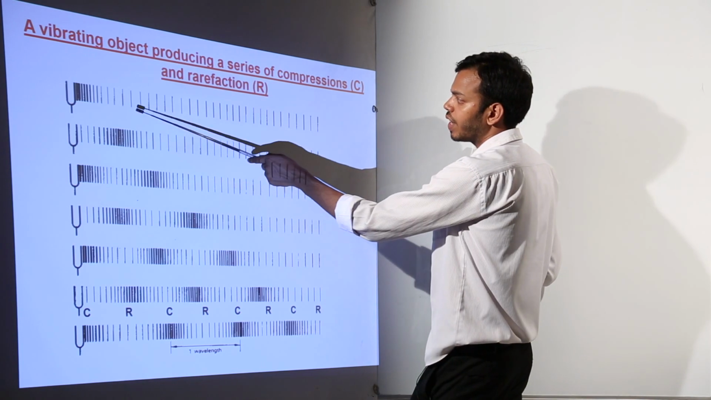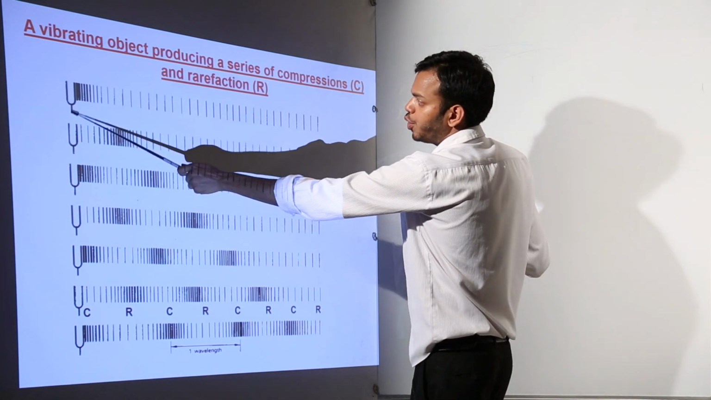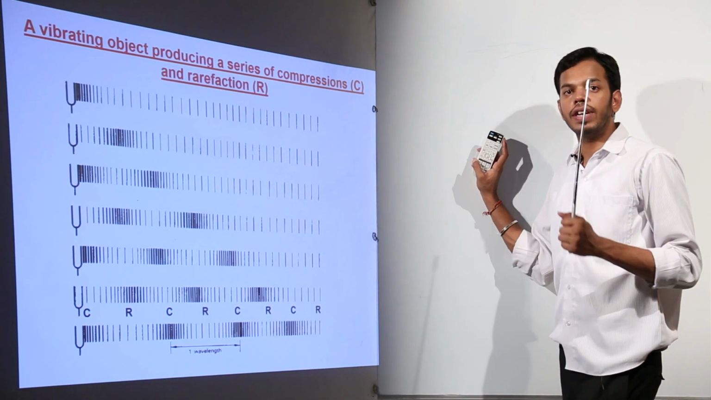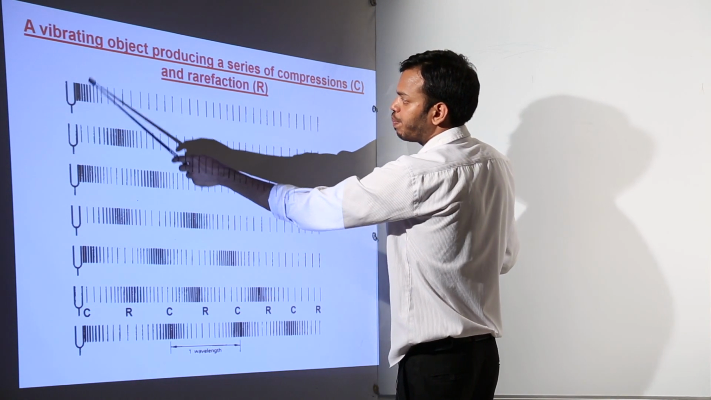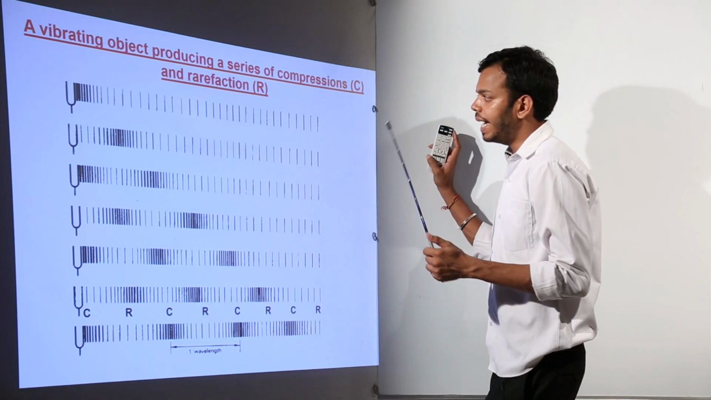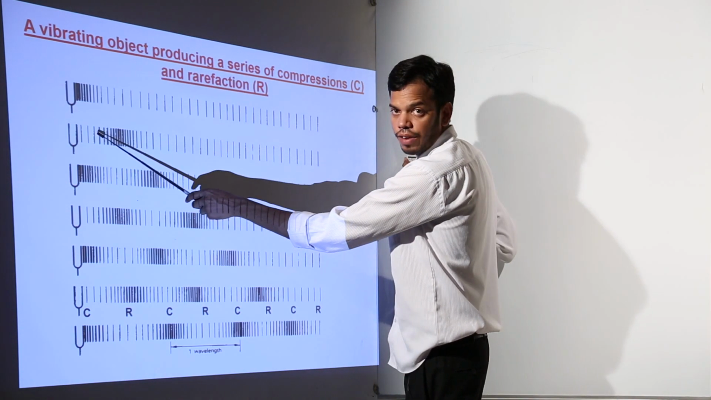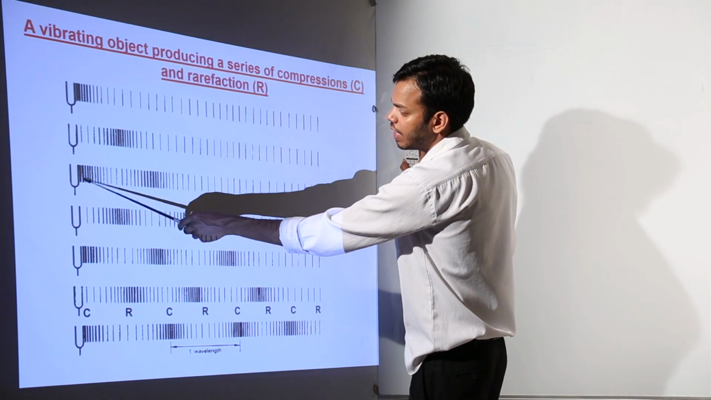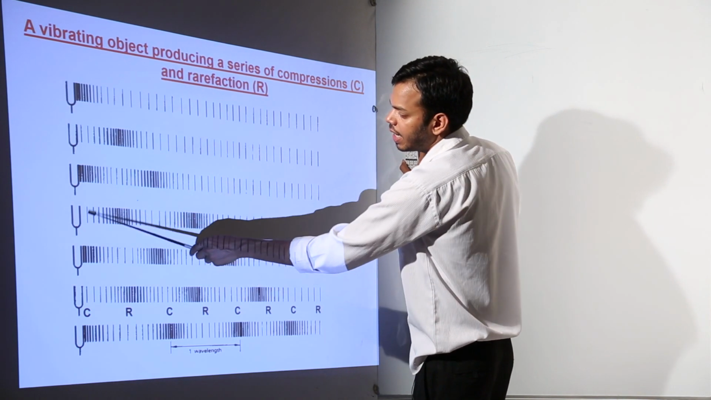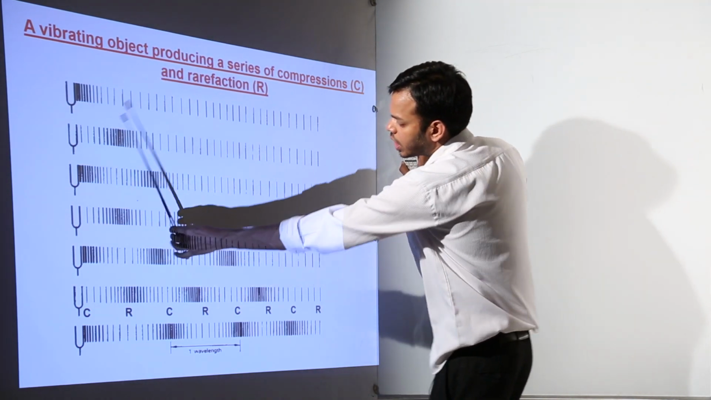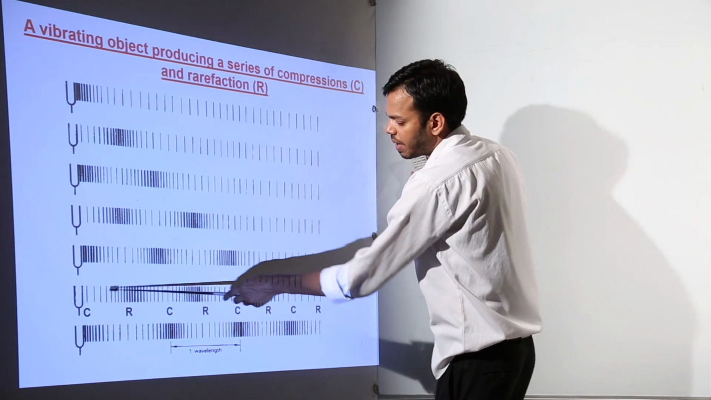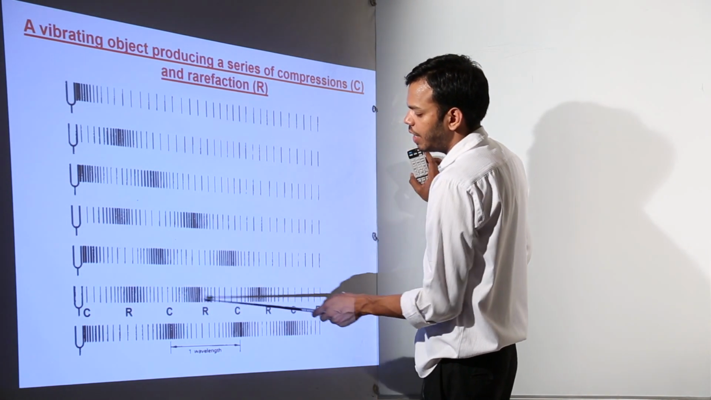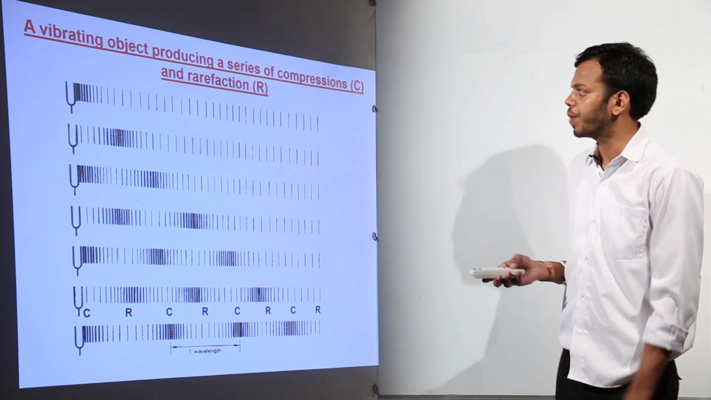You have to start from figure 1. The tuning fork, which was given a hit, started vibrating. It produced a compression, then the compression is followed by a rarefaction, and then that rarefaction is followed by a compression, and again rarefaction, then compression. So this is how it is traveling forward. This is what you have to see: compression, rarefaction, and so on. This is how sound propagates. Okay.